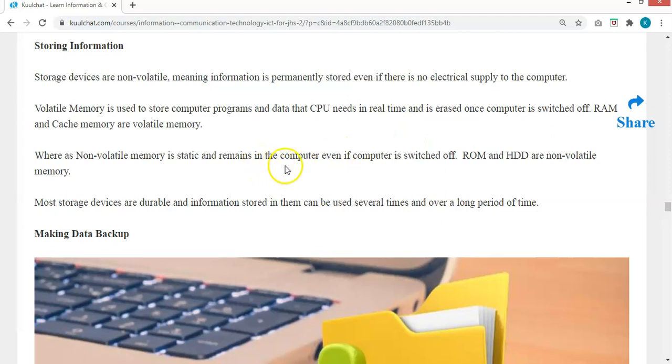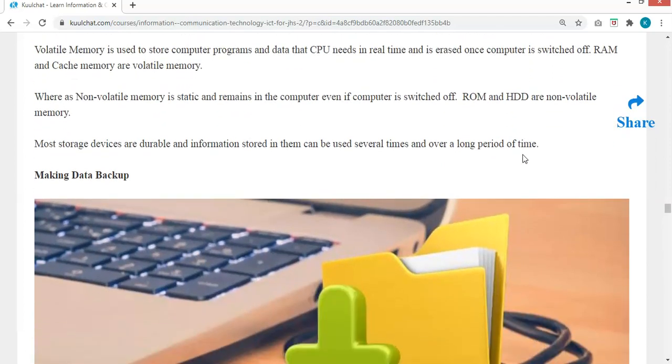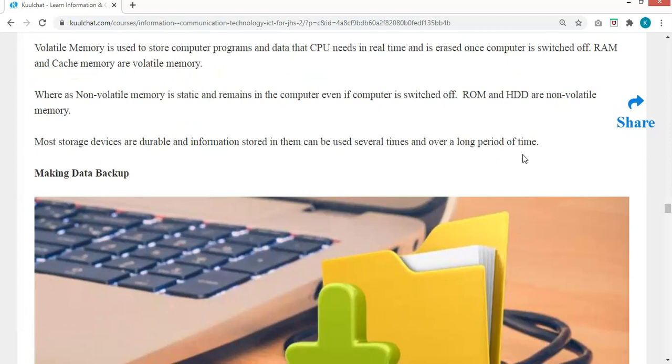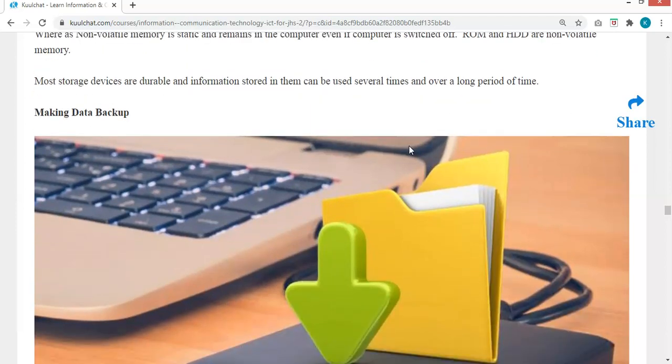Whereas non-volatile memory is static and remains in the computer, even if the computer is switched off. So we have the read-only memory, and the hard disks are non-volatile memory. Then we have the RAM to be the volatile memory. Then most storage devices are durable, and information stored on them can be used several times and over a long period of time. Okay, so like I've told you, you can use a pen drive for many years. First, you protect the pen drive well, and you don't drop it and stuff. So once you protect the pen drive, it can last for a very long time.